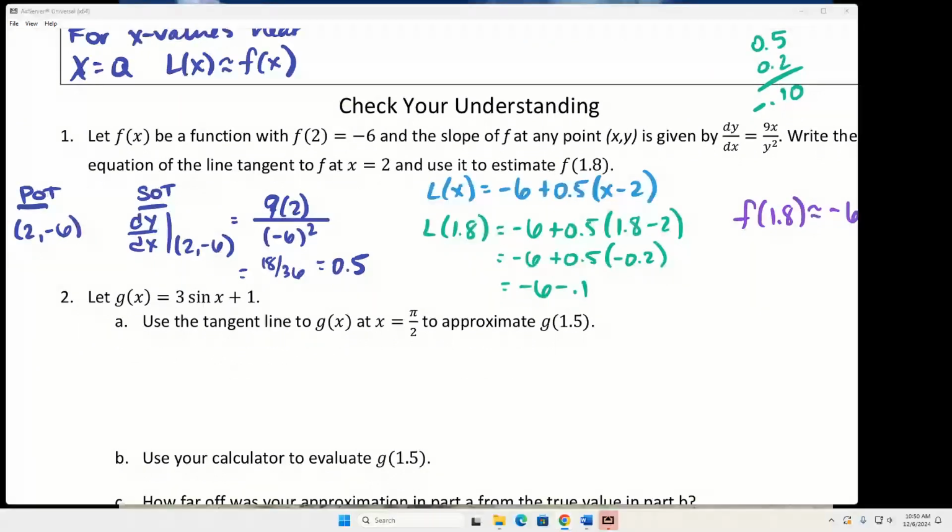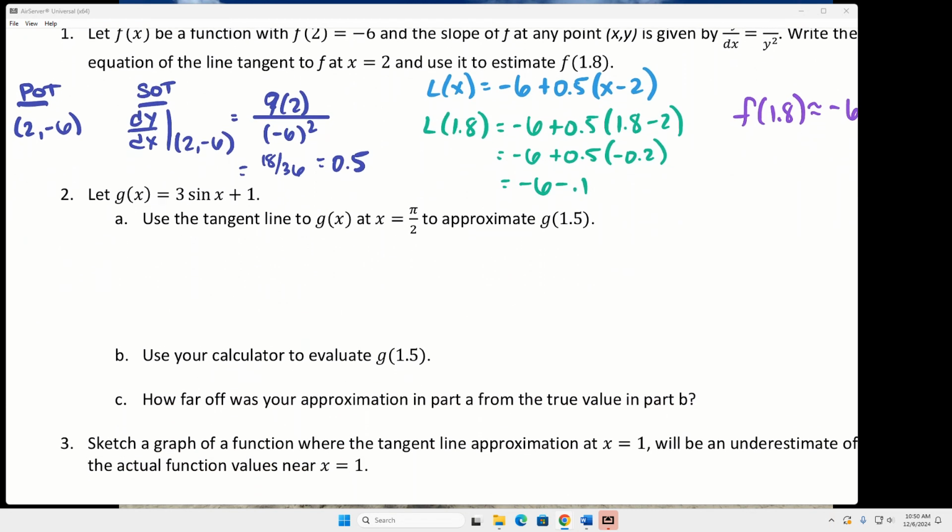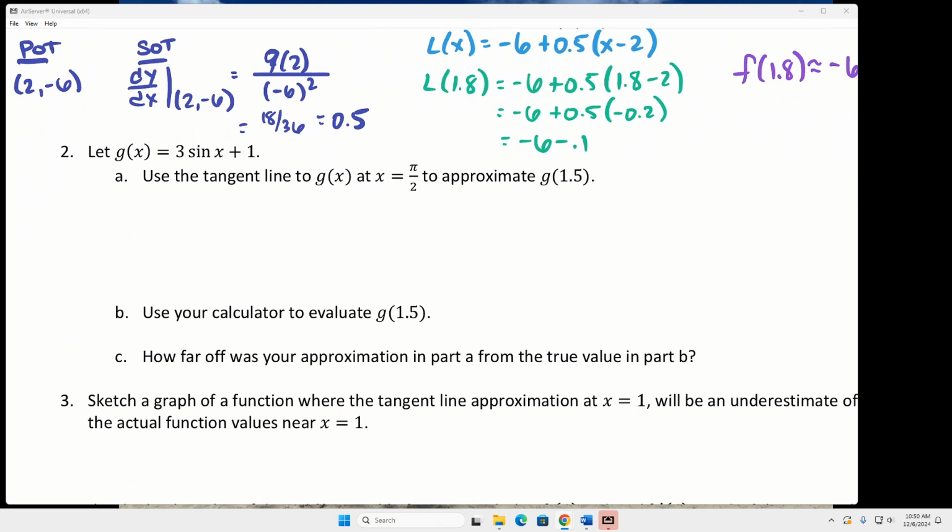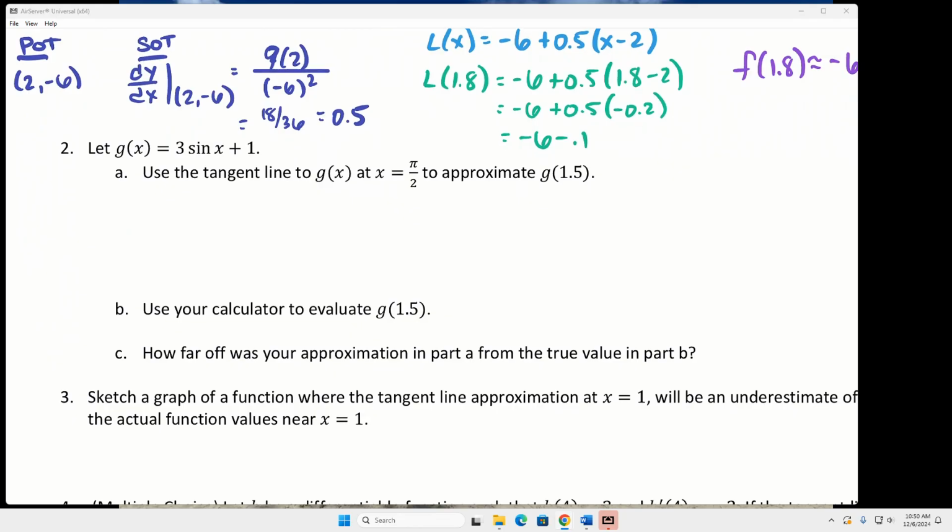Okay, well we got to do some trig stuff. So on A, we're going to use the tangent line of G at pi over 2 to approximate 1.5. So pi over 2 is close to 1.5. So we're going to do our plot and our slope. So the plot, we're going to put in pi over 2 into the original.